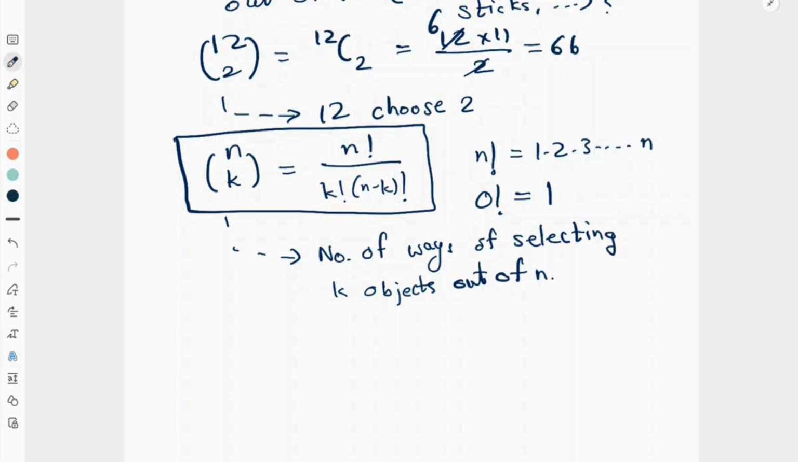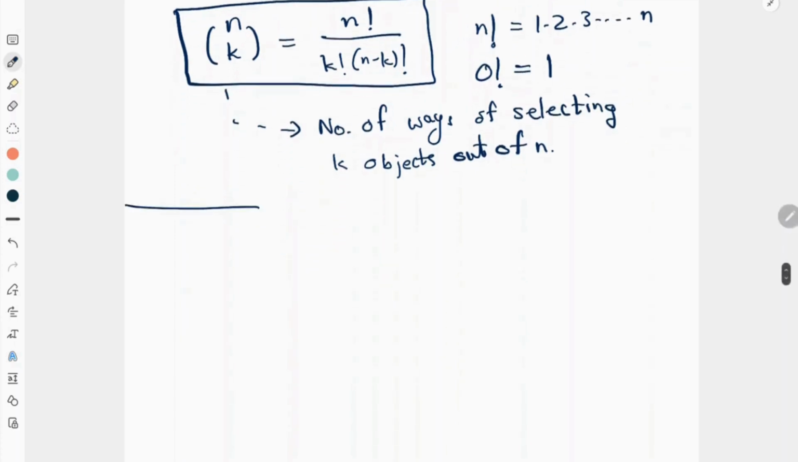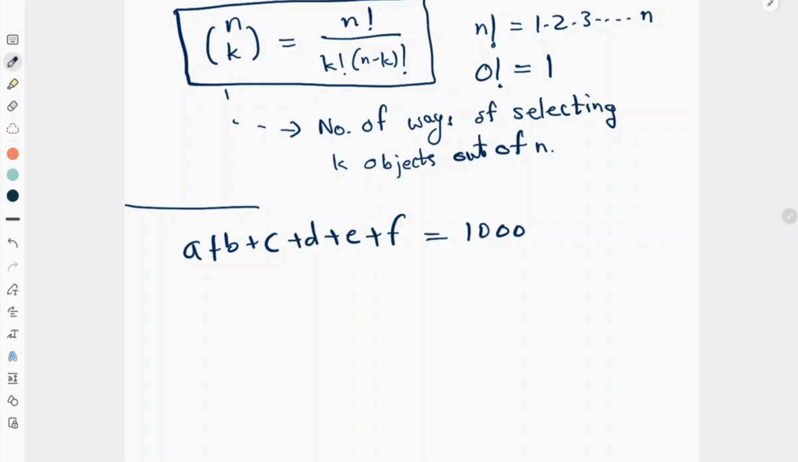So now I'm going to extend this. Suppose I want a plus b plus c plus d plus e plus f is equal to what? I forgot the number I chose, maybe 1000. Now using brute force here is beyond any discussion. It just cannot be done. There's no point doing any brute force solution here.